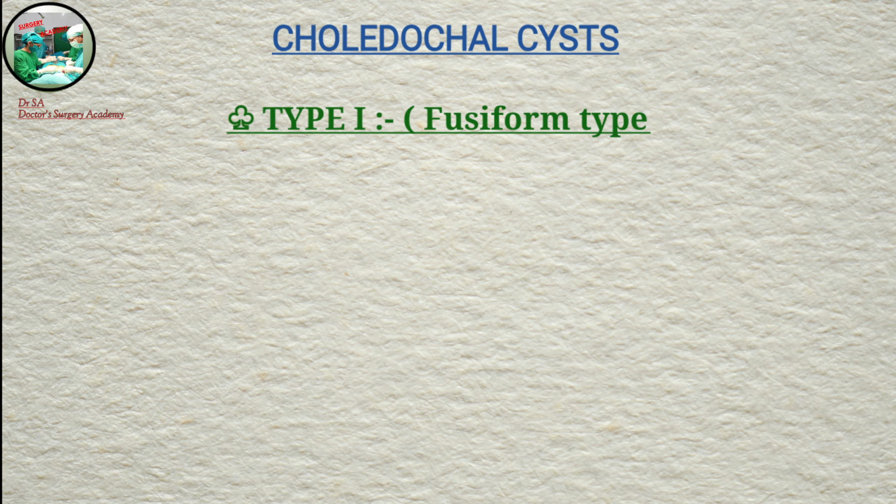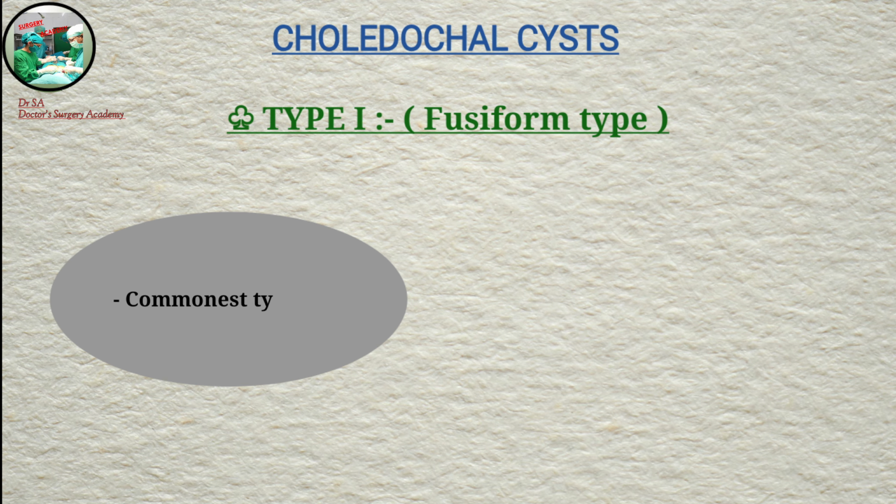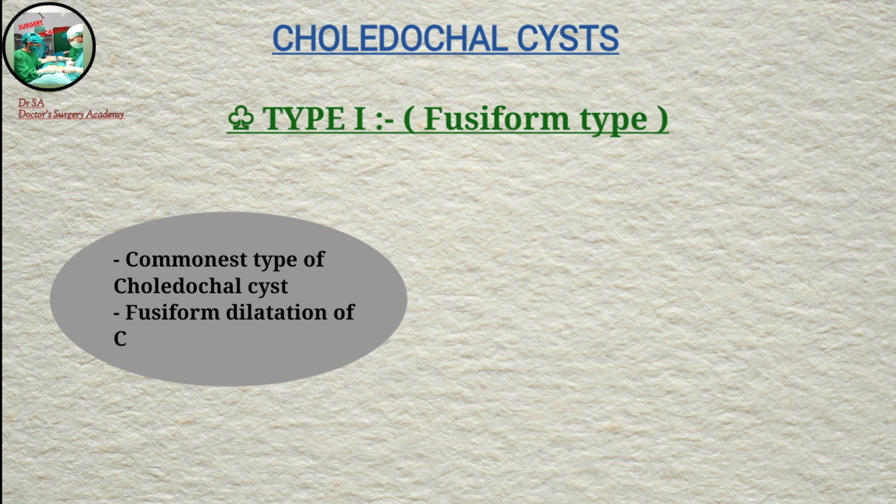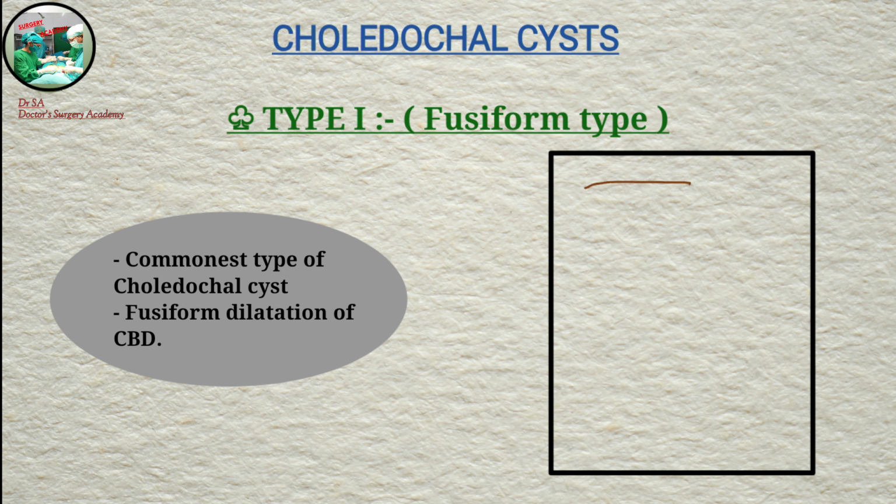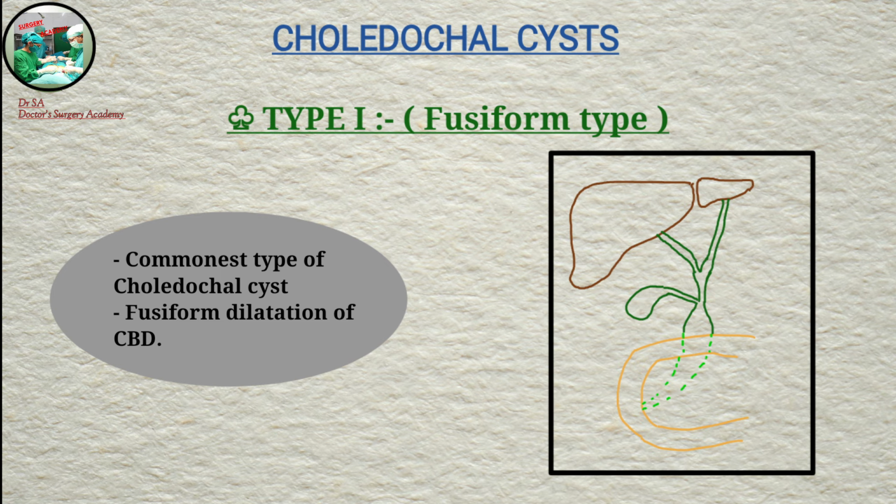First, we have type 1, the most common type of choledochal cyst. It is characterized by fusiform dilatation of the common bile duct. Now look at the diagram carefully. The entire extrahepatic bile duct is enlarged in a spindle shape or fusiform fashion. This is the typical appearance of type 1 choledochal cyst.